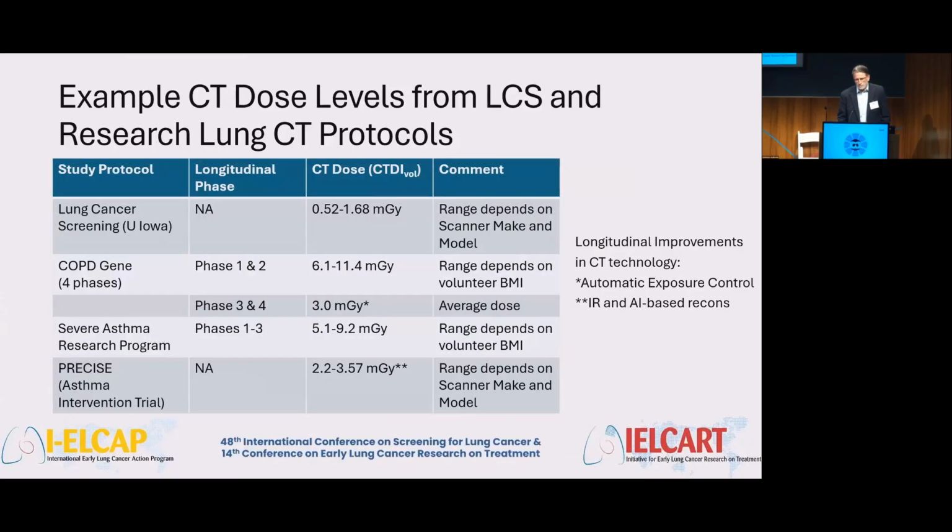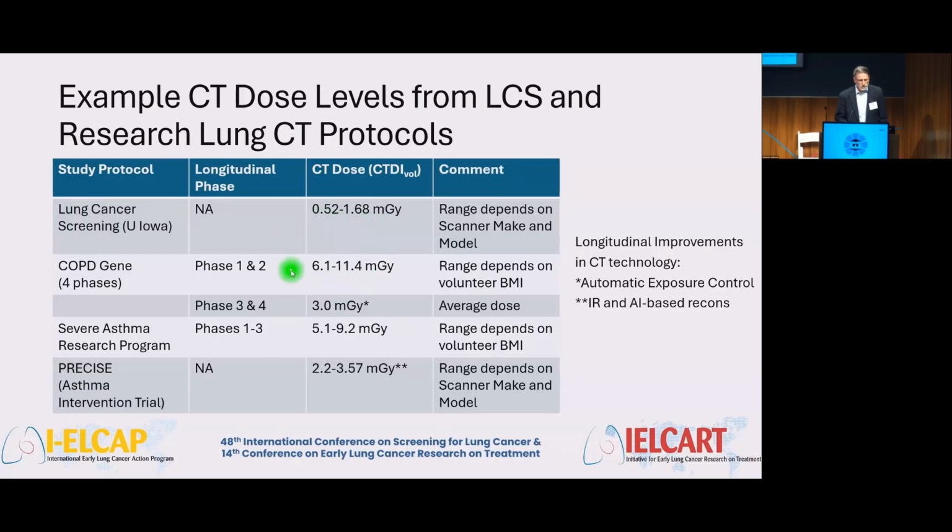And I included this table because it emphasizes that point I made earlier about what is low dose. These are all either lung cancer screening used clinically or clinical research studies that do longitudinal CT protocols in the chest. And they all consider themselves low dose. And the range of the CTDIvol is quite variable, right? So for our lung cancer screening program, we have CTDIvols that run from 0.52 all the way to 1.68 milligray.